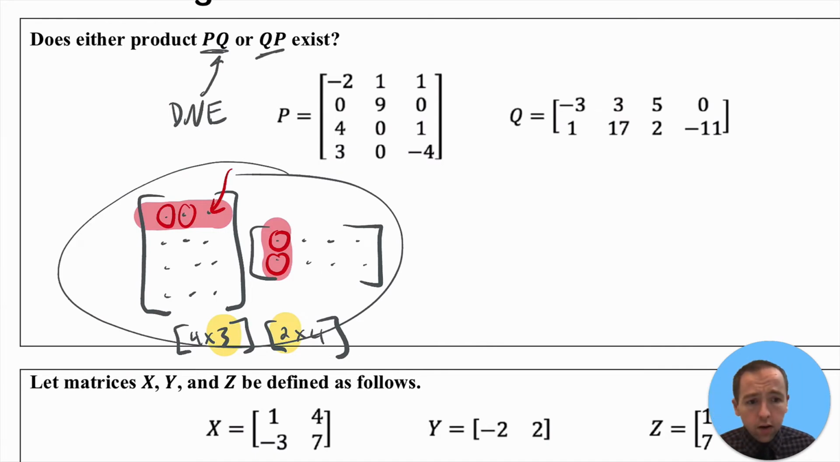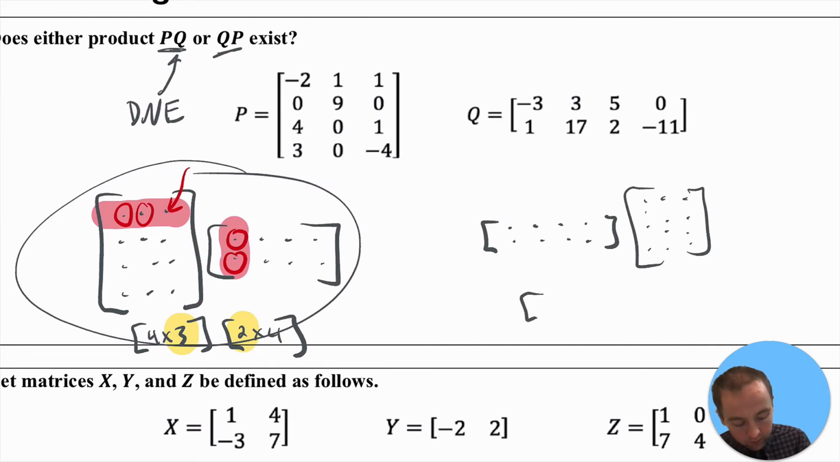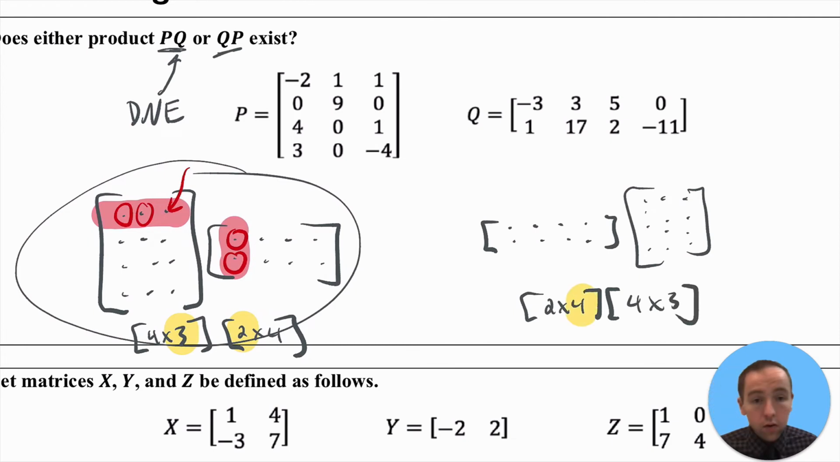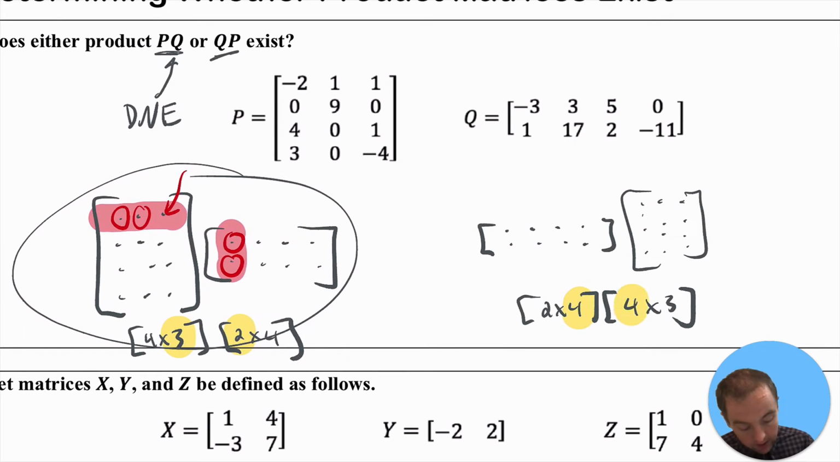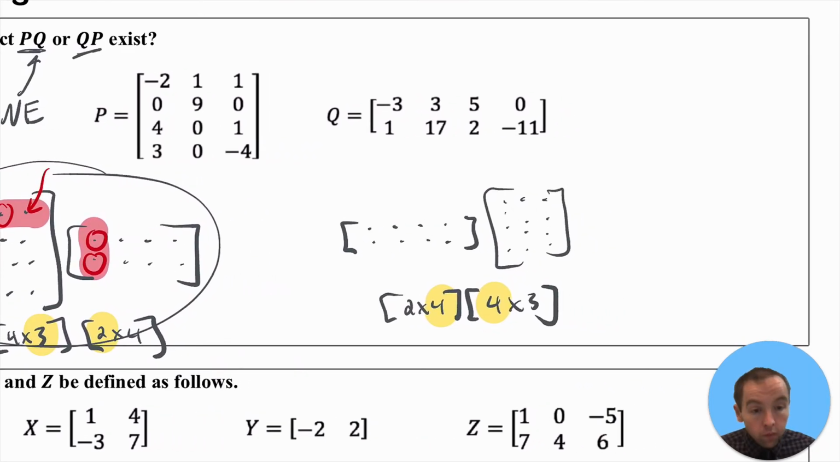If we were to try doing QP, then you would have to consider your Q matrix to be the first matrix. You'd have your 2 by 4 matrix first, and then your 4 by 3 matrix second. So the dimensions just flip-flop. If you check the number of columns in the first matrix and the number of rows in the second matrix, they are the same in this particular case.